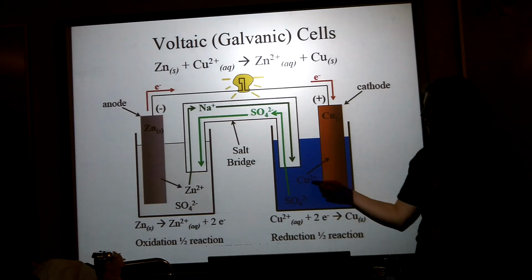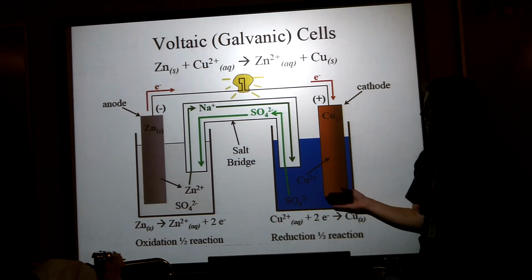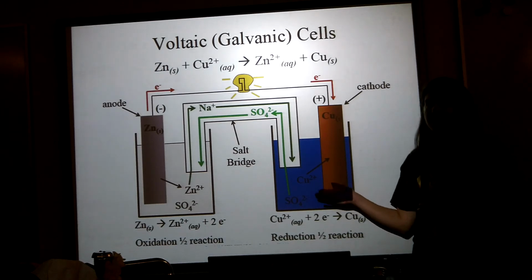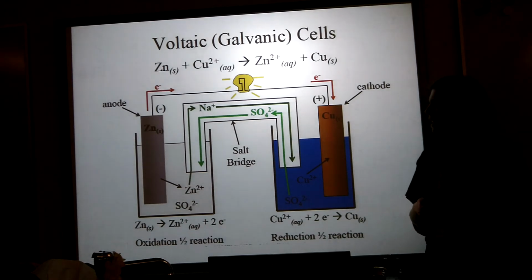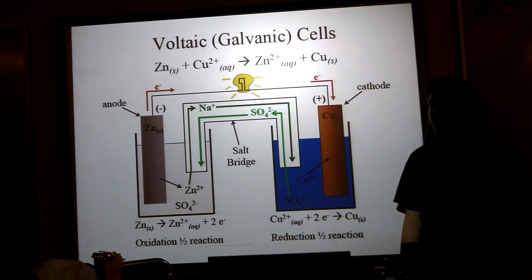So I'm going to pick something that would make my metal soluble, like maybe copper sulfate or copper nitrate or copper chloride. I wouldn't want to pick something like copper carbonate or copper phosphate because those would be insoluble. So I want something that would allow some copper ions to be dissolved in water as well as solid copper. Same thing over here, I've got solid zinc and zinc ions dissolved in water.